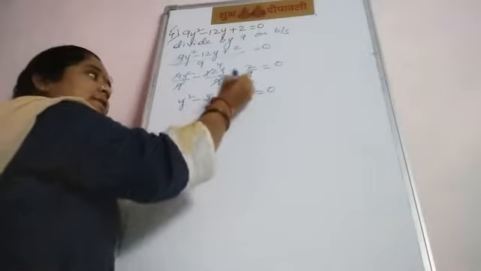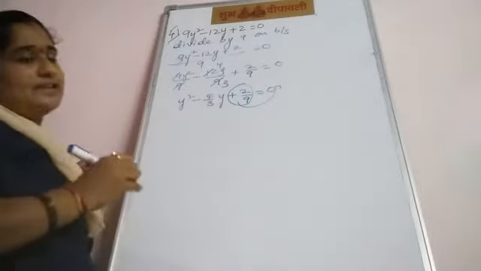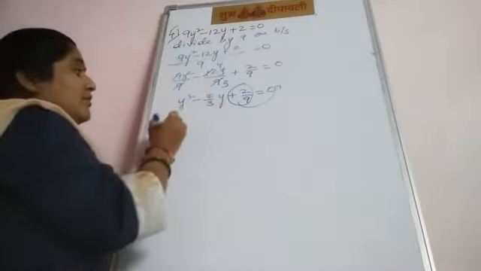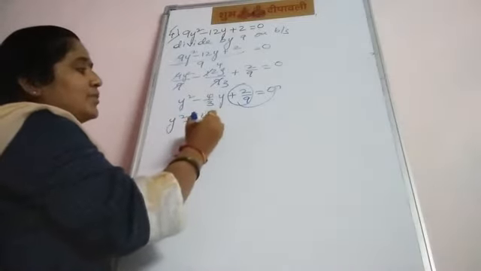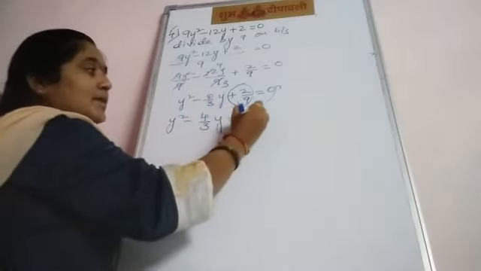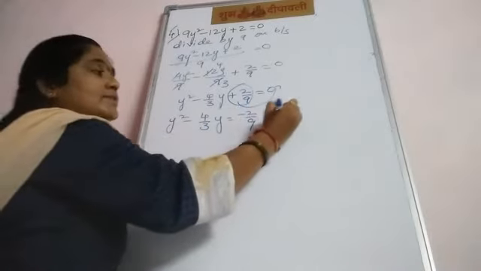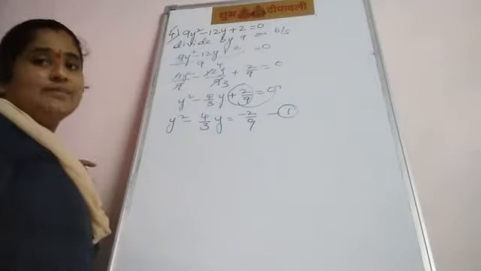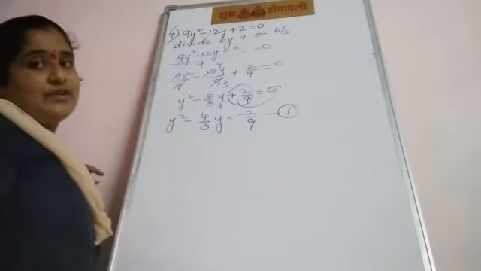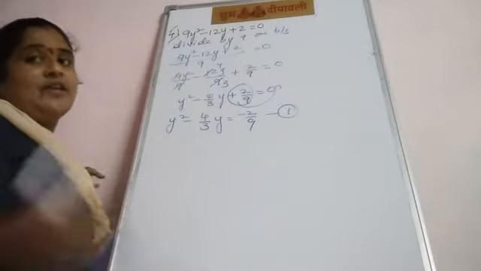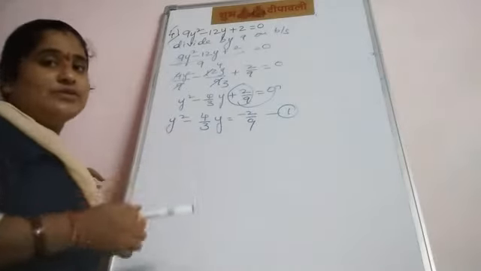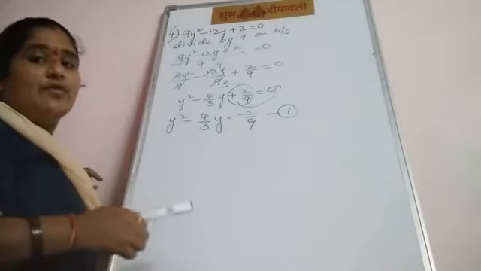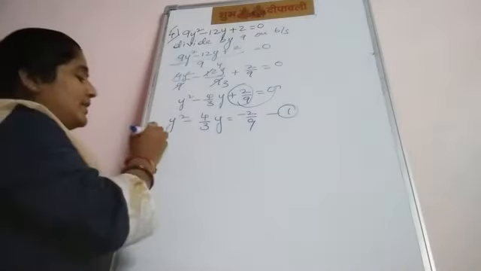This constant you will send to the right side. It will be easy for you. y² - (4/3)y = -2/9. This is your required equation, equation number 1. Now the formula, what? Term to be added: half into the coefficient of y. Here the variable is y now. Use the variable y. Half into the coefficient of y, whole square.